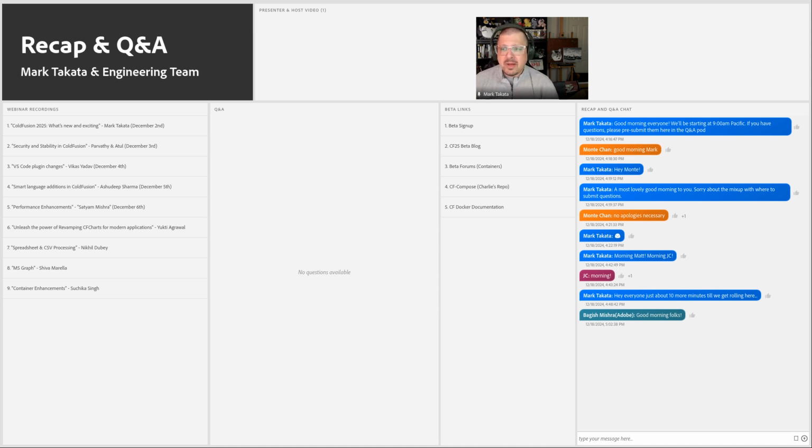And then Shiva talked about MS Graph, but also OAuth additions that we're doing in CF25. Again, a really, really important thing. As you may or may not know, Microsoft is going fully into the MS Graph ecosystem for doing things like auth into all of their systems. If you work with Office 365, Exchange, any of those things, this is critical.